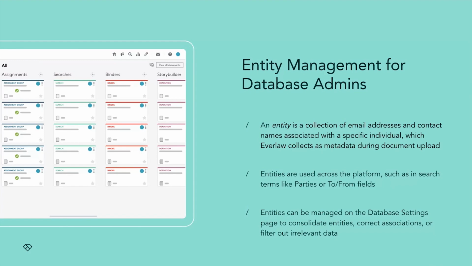For example, when you're running a search for emails and you're using something like the parties term or the to or from fields, what you're searching for when you're searching for a name under those things is their entity. Entities are managed from the database admin page to consolidate, correct, or ignore certain information. And we're going to take a closer look at each of those things.